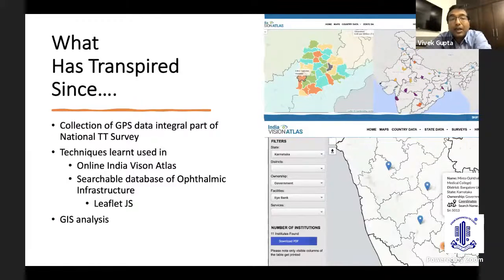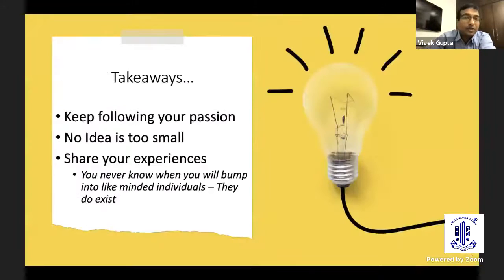And subsequently, currently we are doing the national TT survey. So collection of GPS data, we have made it an integral part of the national TT survey. In the blindness survey, it was cluster level coordinates. Now we are collecting household level coordinates. I also used some of the techniques I had learned in the development of the online India Vision Atlas and the searchable database of ophthalmic infrastructure, the screenshots of which are visible over here. And we are still on to doing the GIS based analysis of the data that was captured.